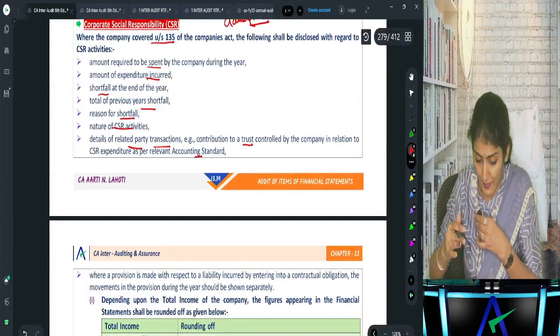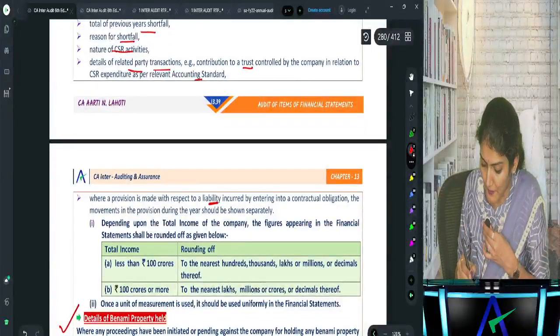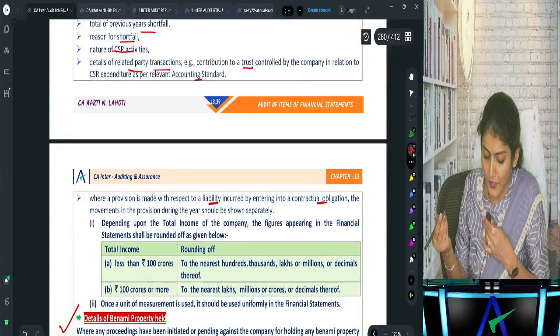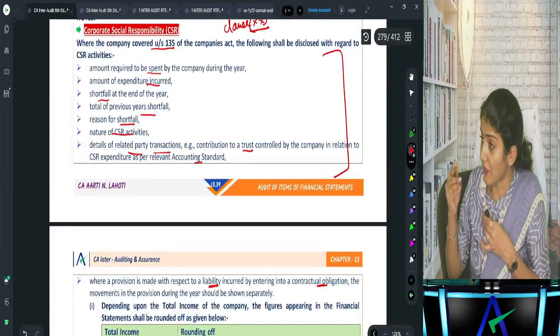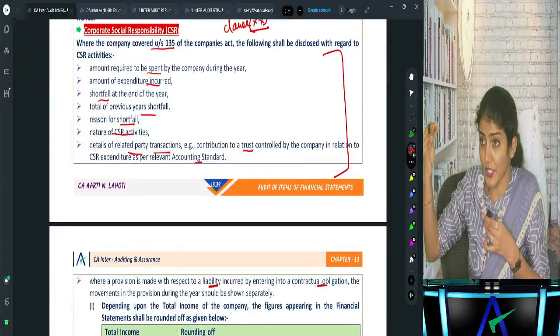So that is one set of points, and also where the provision is made in respect of the liability for entering into any contractual obligation. So this is one disclosure which is required for CSR, among the Schedule 3 disclosures.